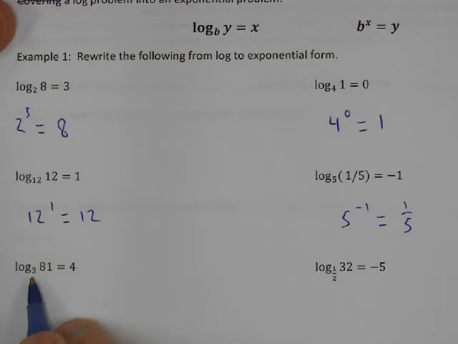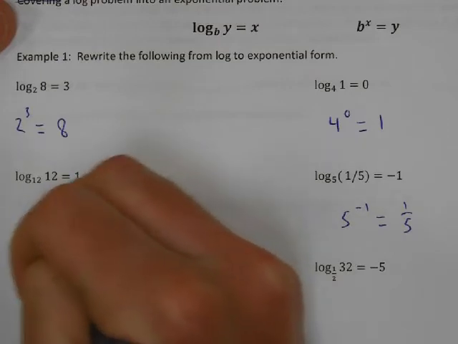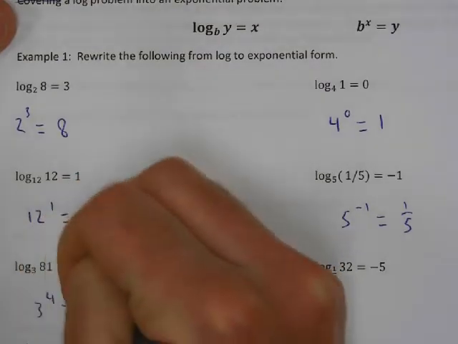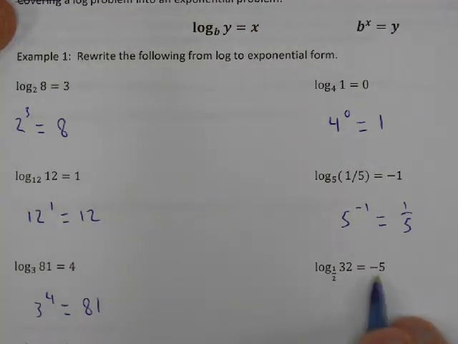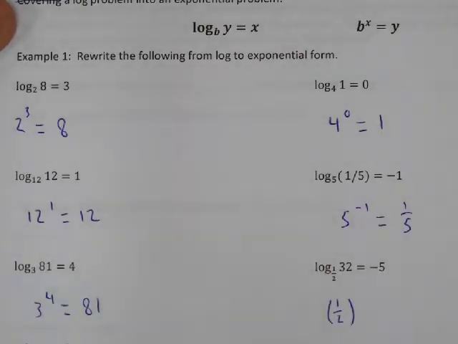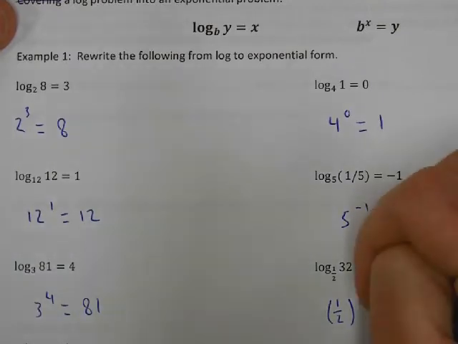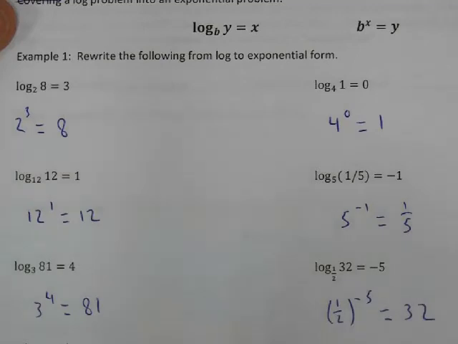Two more to go. 3 to the 4th power equals 81. Is that true? Yeah. So then this is how we would write this log statement in exponential notation. All right, last one here. My base to my power equals that thing. Let's see. 1/2. I want the whole thing, not just the 1, which is why I'm putting in parentheses. Raised to the negative 5th power equals 32.